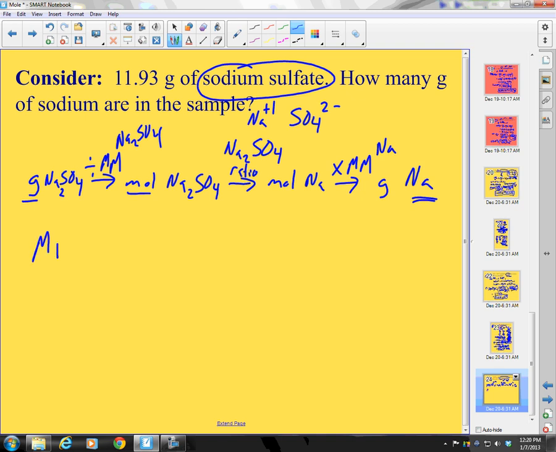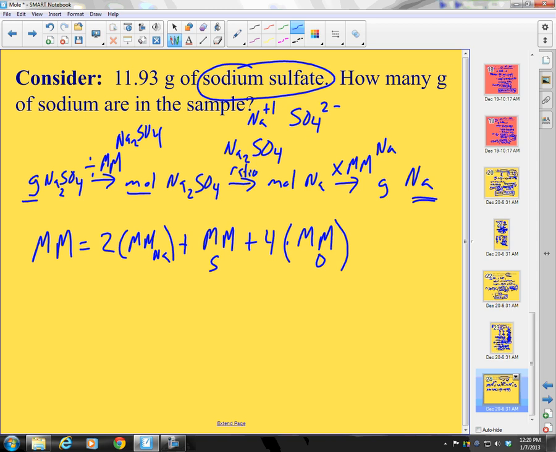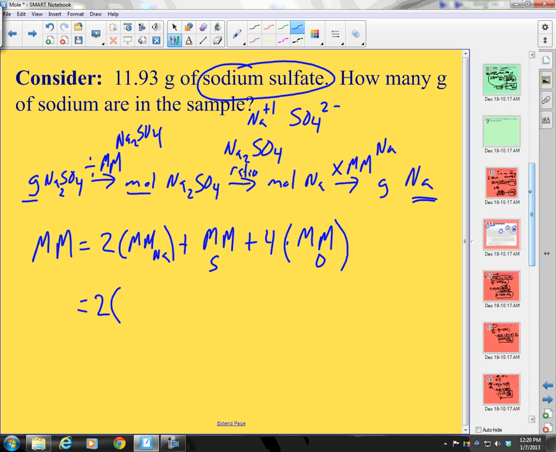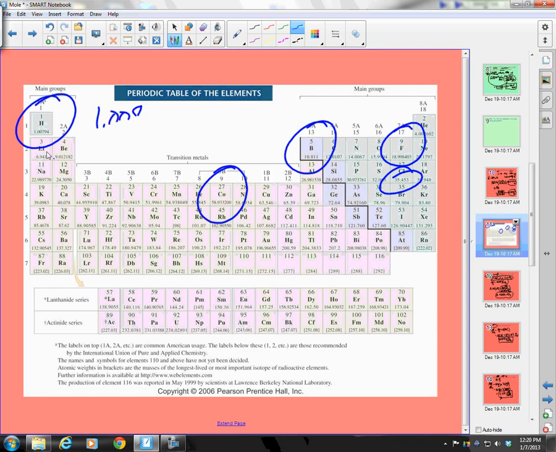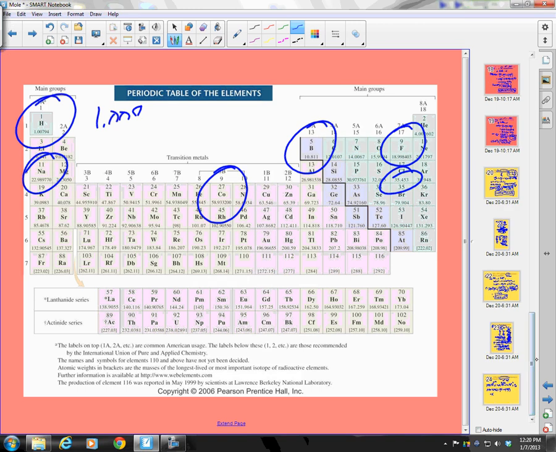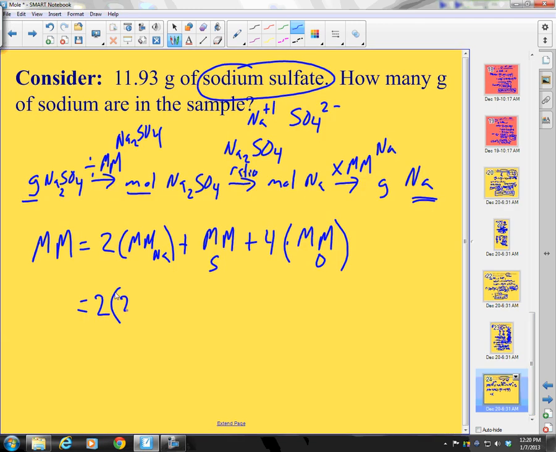Well, let's first get our molar mass of sodium sulfate. That's going to be equal to what? 2 times my molar mass of sodium plus 1 times my molar mass of sulfur plus 4 times the molar mass of oxygen. Whew. So 2 times the sodium. Let's go to our periodic table, where sodium looks to be 22.99. Good.